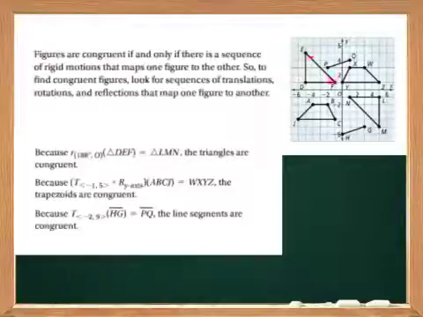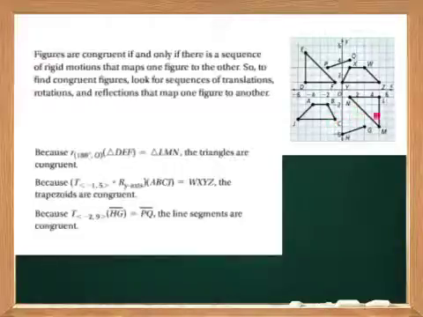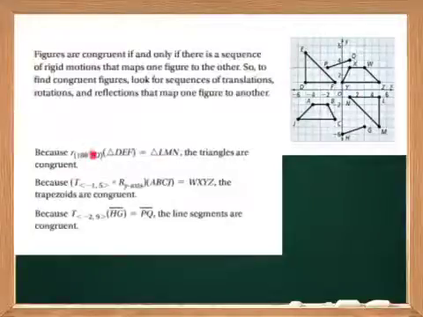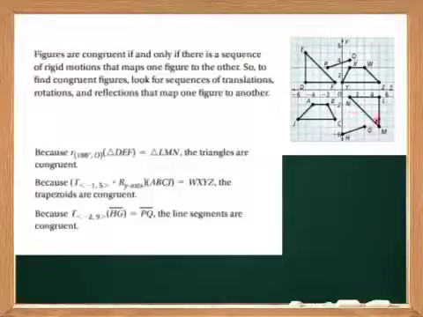So triangle DEF was rotated 180 degrees, and it's always counterclockwise unless it specifies otherwise. And that gives you triangle LMN, which means that these two triangles are congruent because they were rotated, and a rotation is a rigid motion that preserves distance and angle measure.